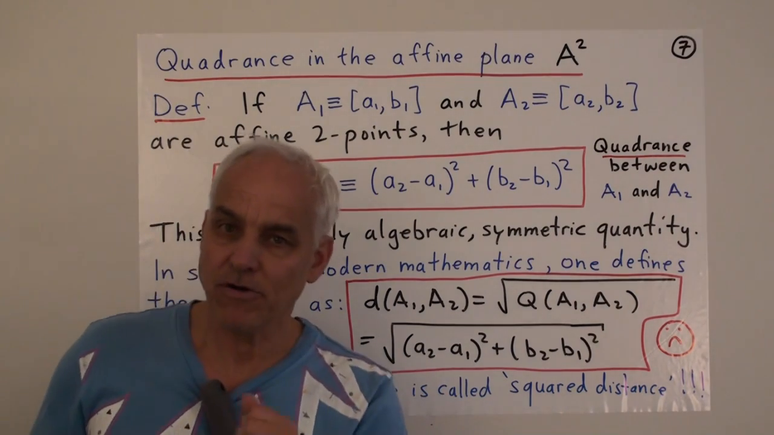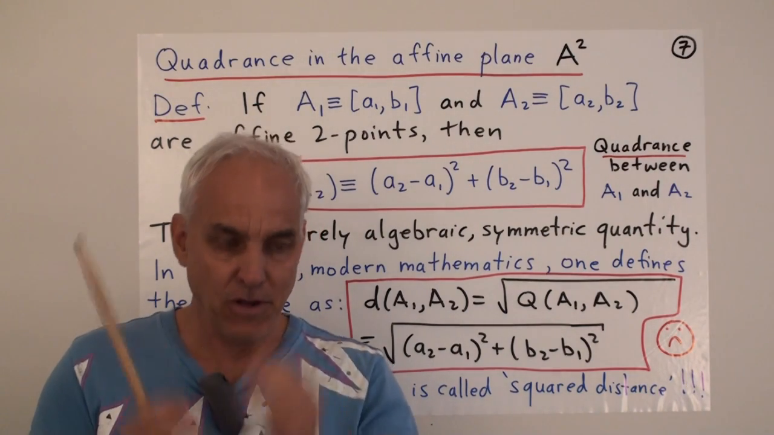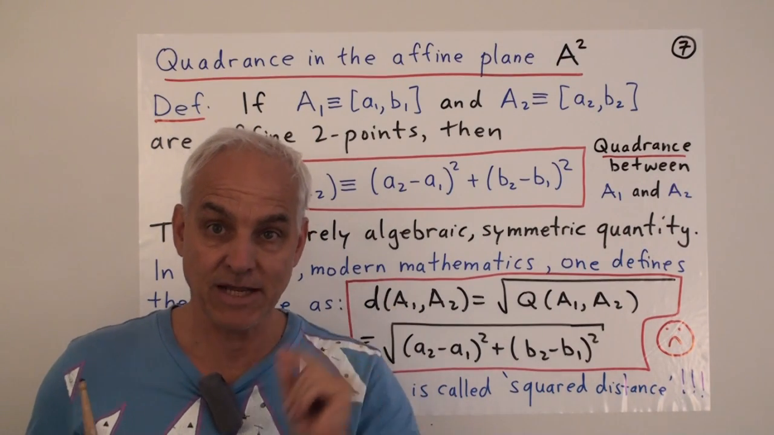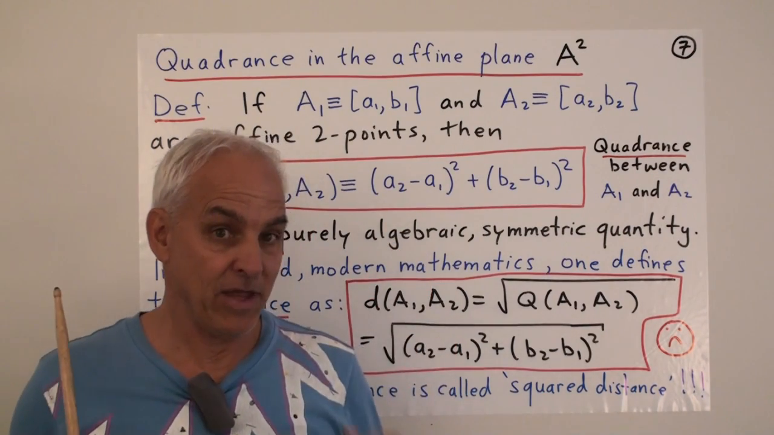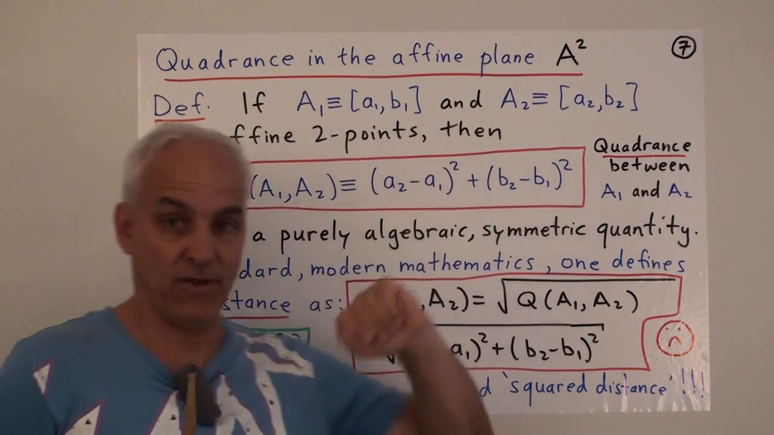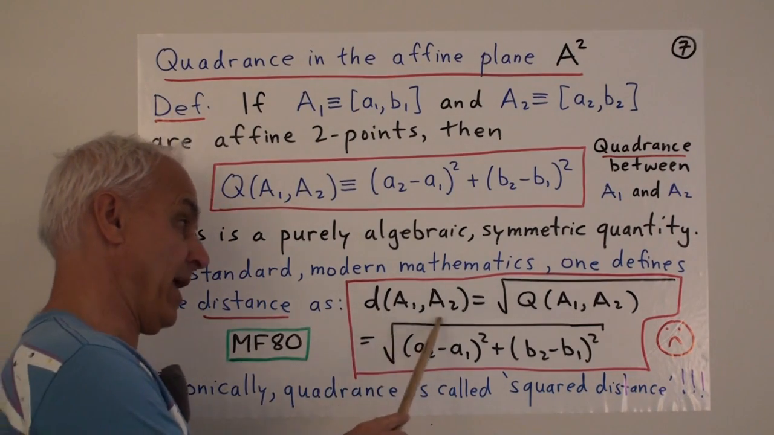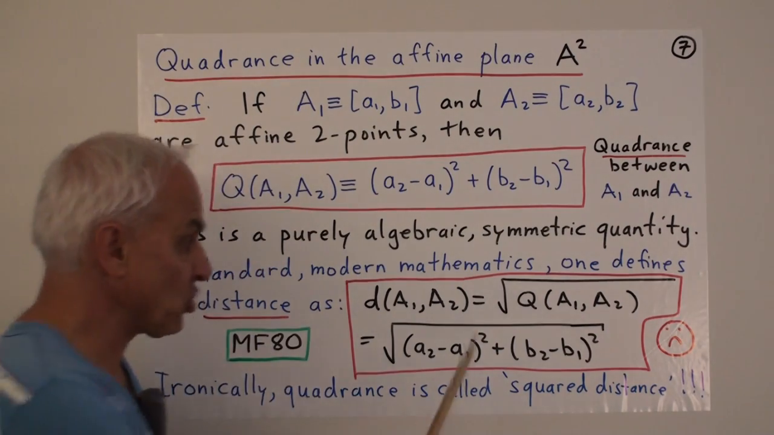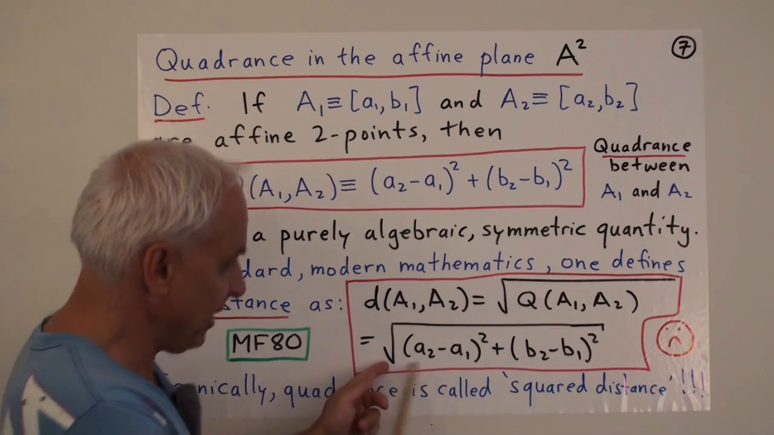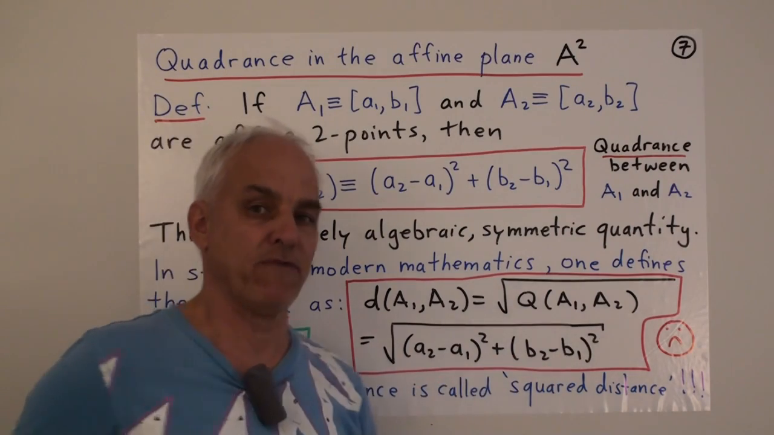Now in standard modern mathematics, you don't even learn this definition of quadrance. The notion is not even defined. It's absolutely incredible. Instead, one defines the corresponding irrational quantity obtained by taking the square root of this quadrance. So you will all know that the distance between A1 and A2 is defined to be the square root of the quadrance. Well, actually, it's usually defined by this formula: we take a2 minus a1 squared plus b2 minus b1 squared, and we take the square root of that.